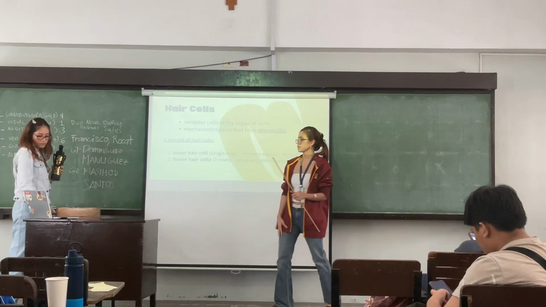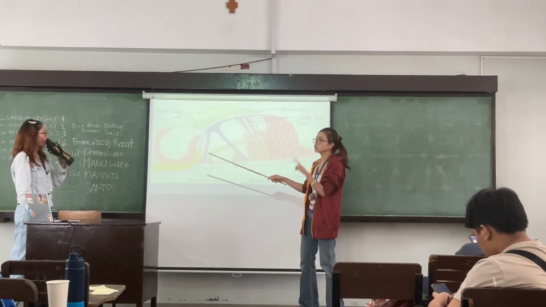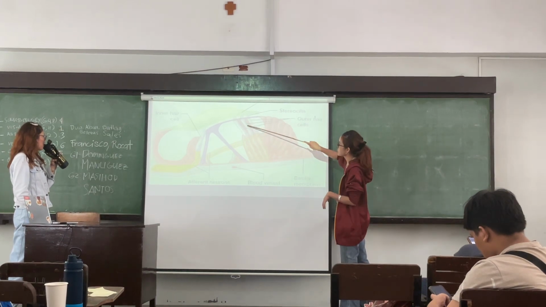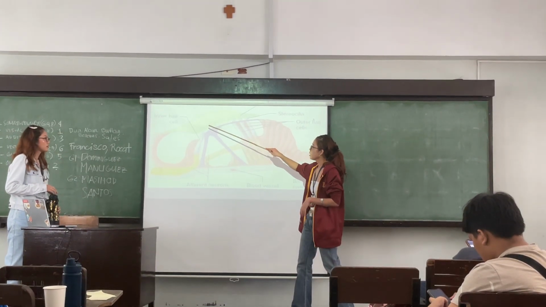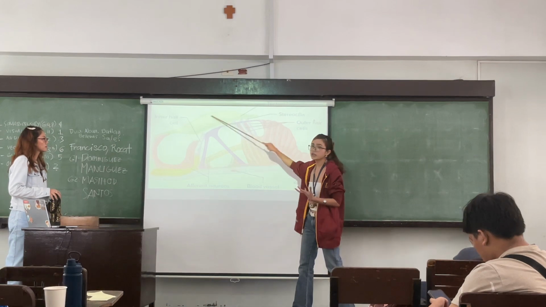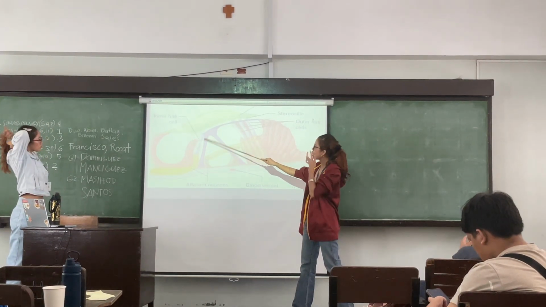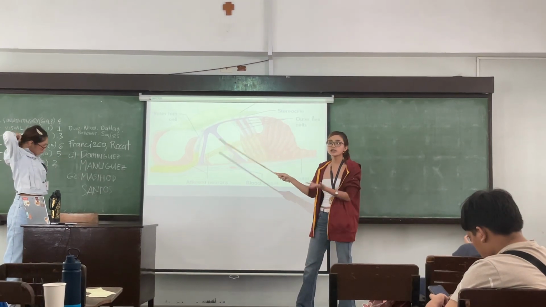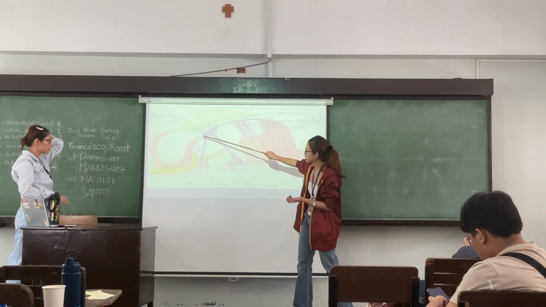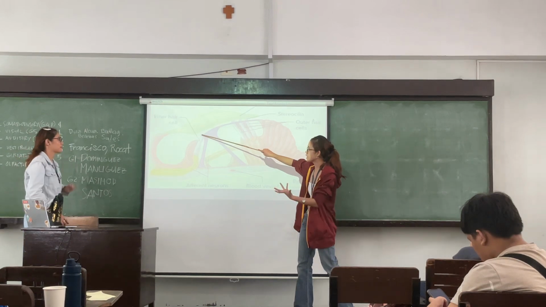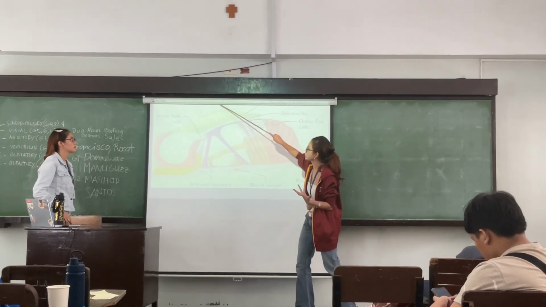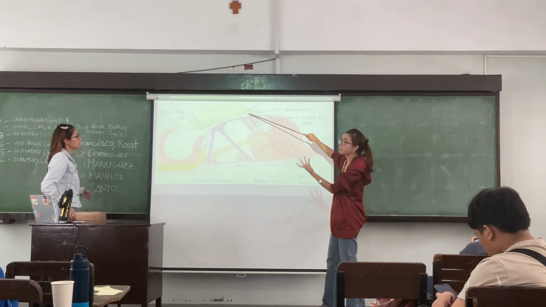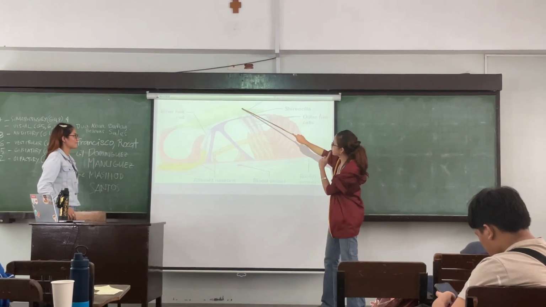Next slide. As you can see here, there are two types of hair cells: the inner hair cells and the outer hair cells. There are three rows of outer hair cells and one row of inner hair cells. Both of them are composed of what we call stereocilia, which are their hair-like projections. The stereocilia of the inner hair cells are exposed to the endolymph fluid, while the stereocilia of the outer hair cells are embedded in the tectorial membrane.